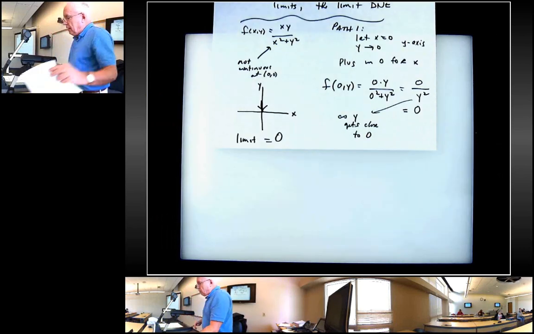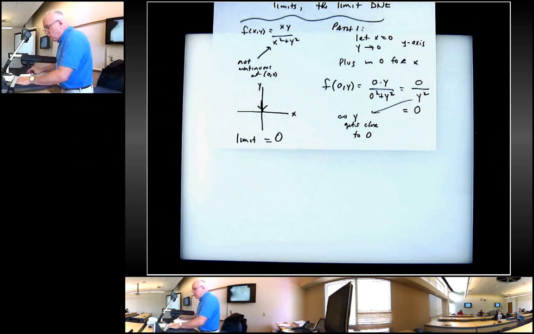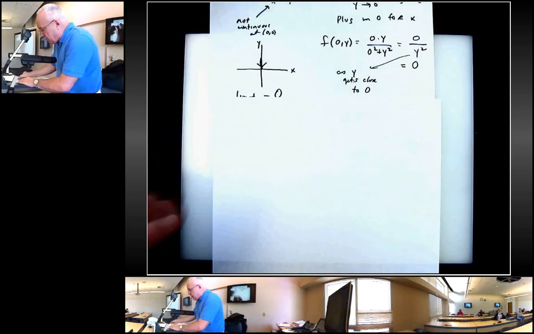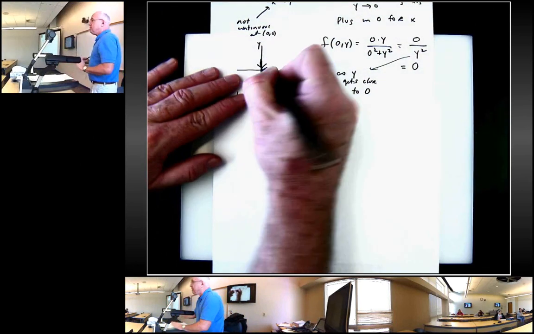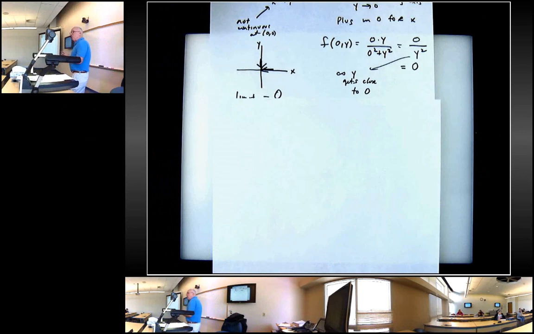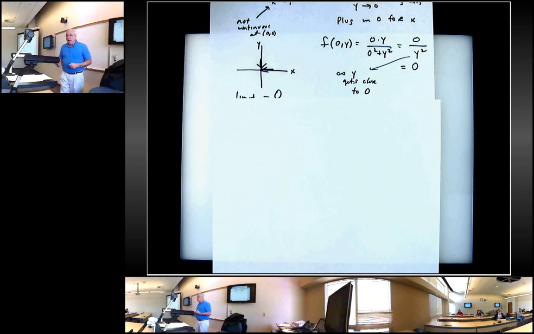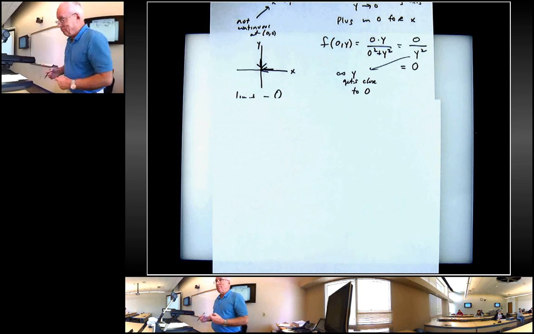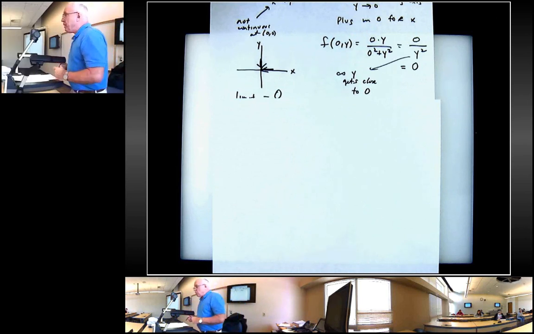Now, an alternate is, so if we say, okay, let's go the other way, like this, is that going to work? No, it's not going to work, because we're going to end up getting the exact same limit of 0, and that doesn't prove anything. All right? So we have to pick an alternate path.